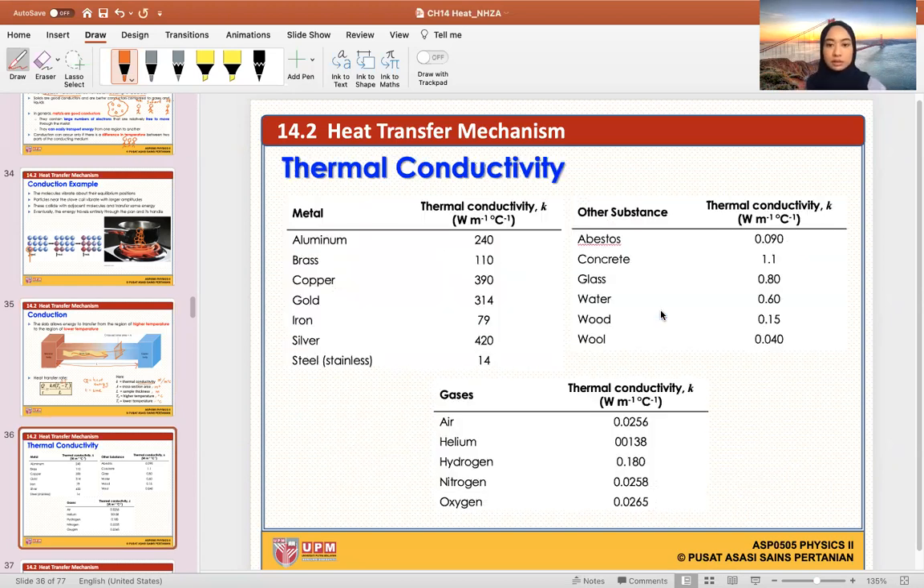So this is thermal conductivity. Metal, in general, we know has a higher thermal conductivity, right? So aluminum is 240, gold is 314, and then steel is 14. Oh, okay, so steel is not a good thermal conductor. Asbestos and concrete are not good thermal conductors compared to aluminum and gold. And then air is an even poorer thermal conductor.